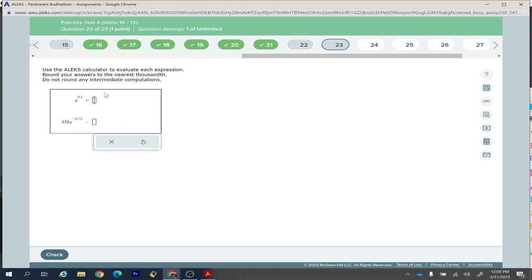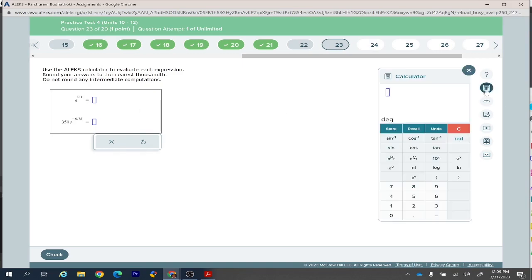Number 23, use a calculator. So where is the calculator? Here, this one, and then find this value. It's easy peasy. So e to the power 0.1 equals 1.105, but it's saying do not round any intermediate. Round your answer to the nearest thousandth. That means after the decimal there should be 3 digits: 1, 0 and 5. So it's 1.105.